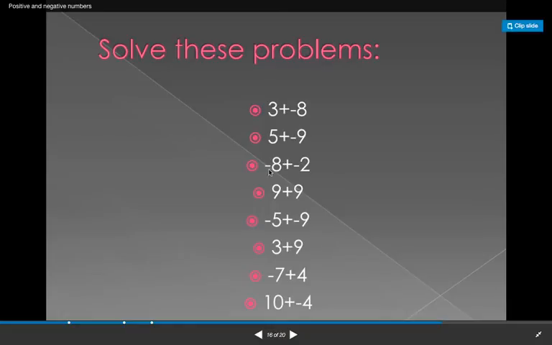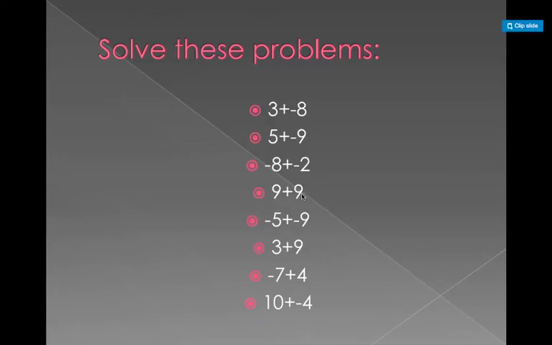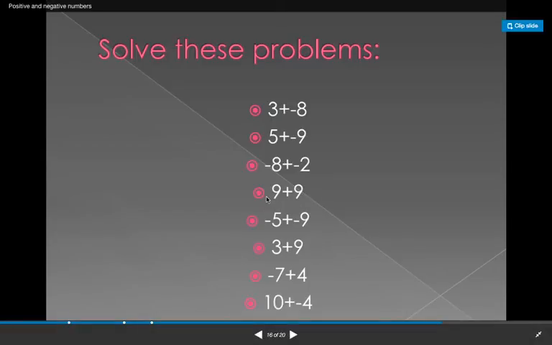For this one, the signs are the same. So we have 8 plus 2, which is 10, and they're both negative, so our answer is going to be negative 10. Here we have 9 plus 9, which is 18. Both of those numbers are positive, so our answer is going to be positive 18. Negative 5 plus negative 9. 9 plus 5 is 14, and they're both negative, so our answer is negative 14. 3 plus 9, they're both positive, so our answer is going to be positive 12.